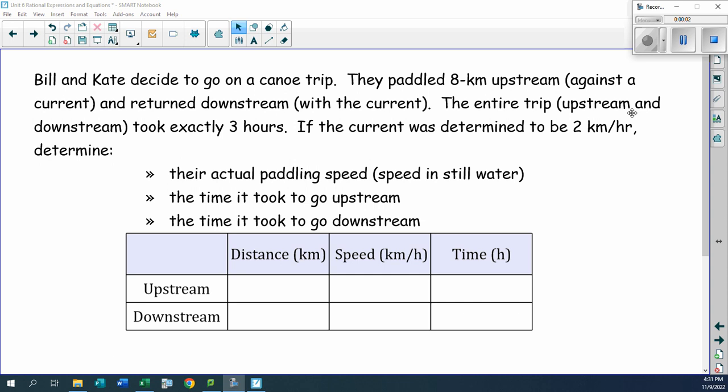So I found a great question for you. It's another distance, speed, time question, but I want to read this with you. Look, Bill and Kate decided to go on a canoe trip.